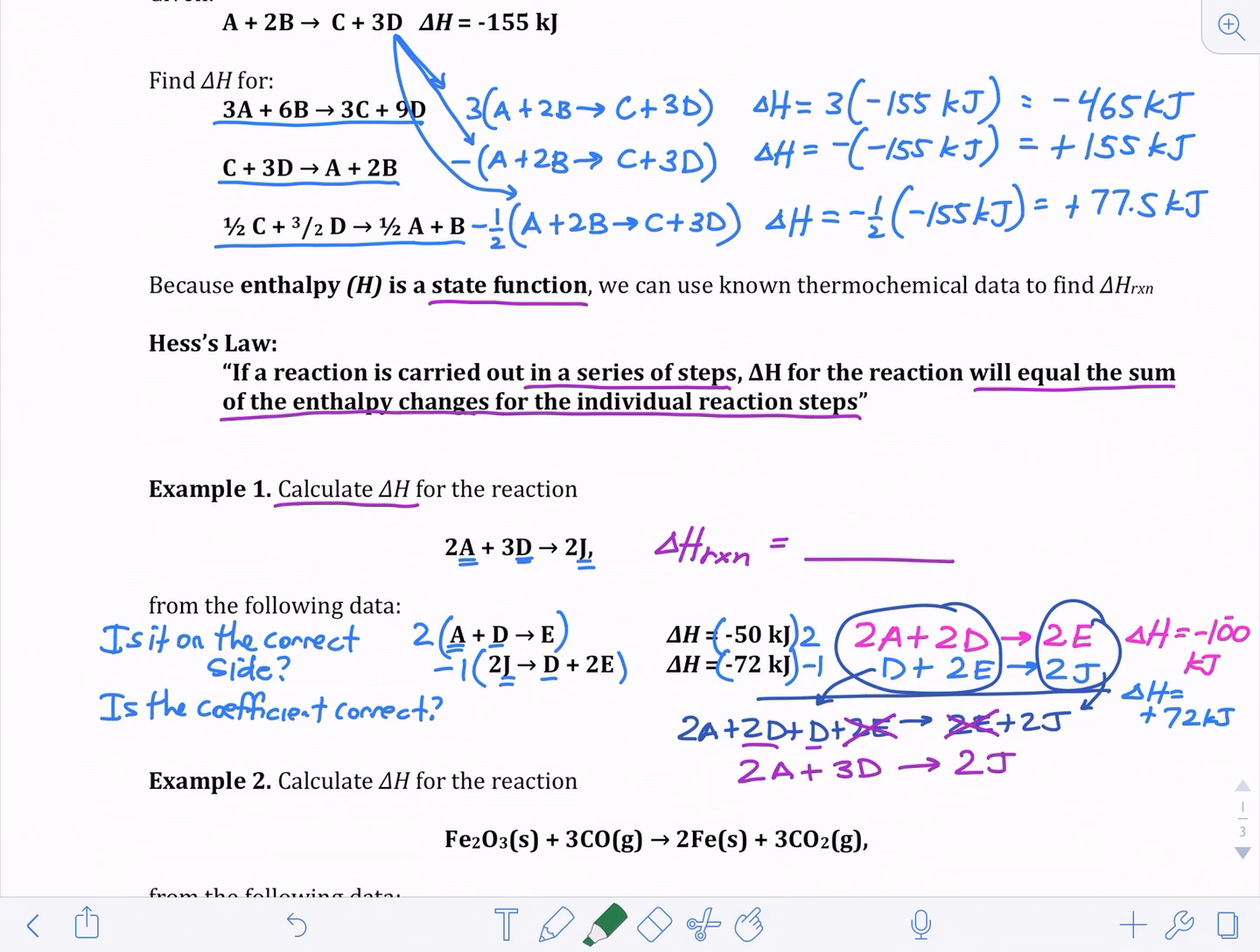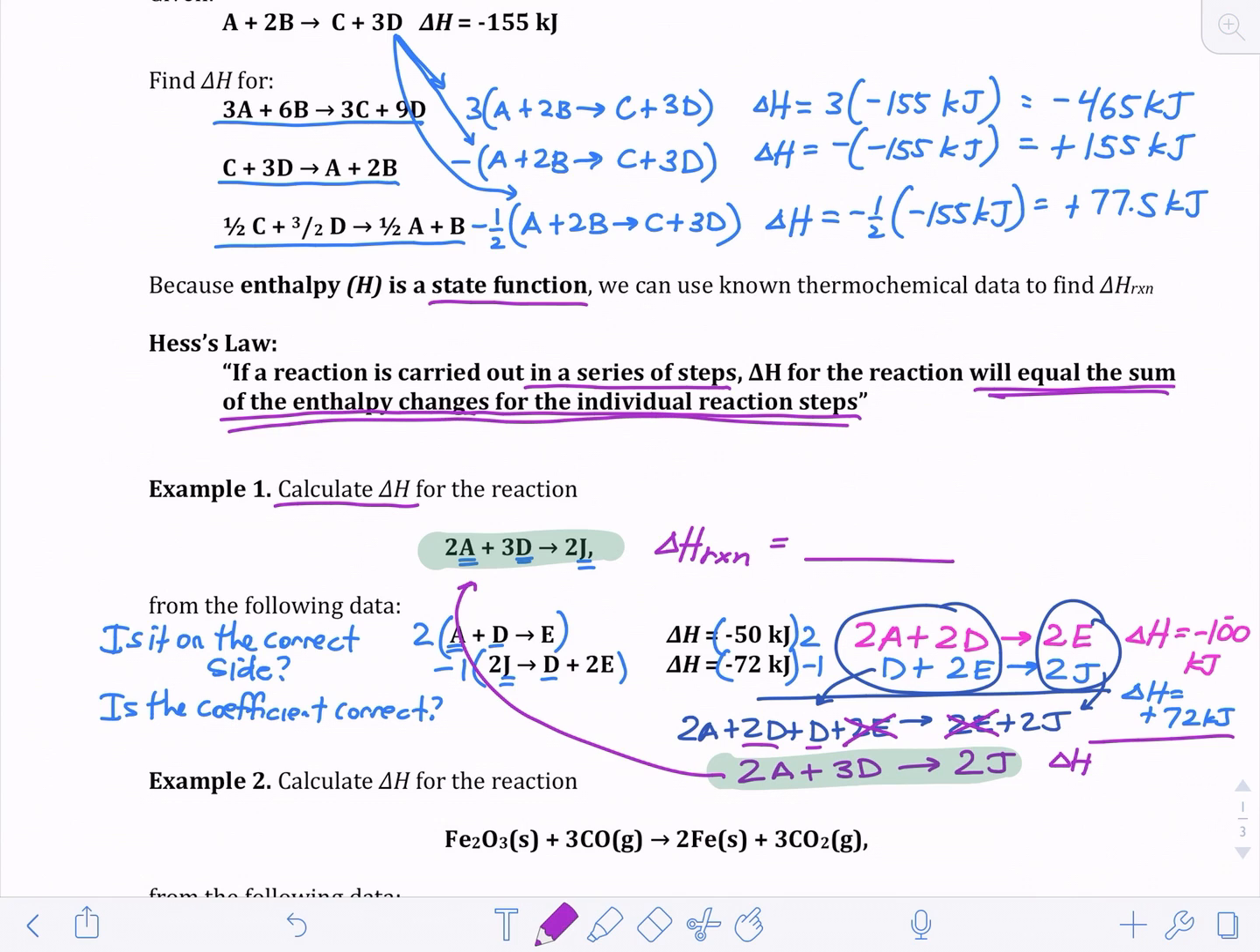Is that the reaction that I was hoping to make? It is. I made the reaction successfully. So then I'm just going to add up my delta H's. Remember, Hess's law says it'll equal the sum of the enthalpy changes for the individual steps. I use 2 steps to build my reaction. That gives me a delta H of negative 28 kilojoules. If we kept only that tens place of significance, that would be negative 30 kilojoules.